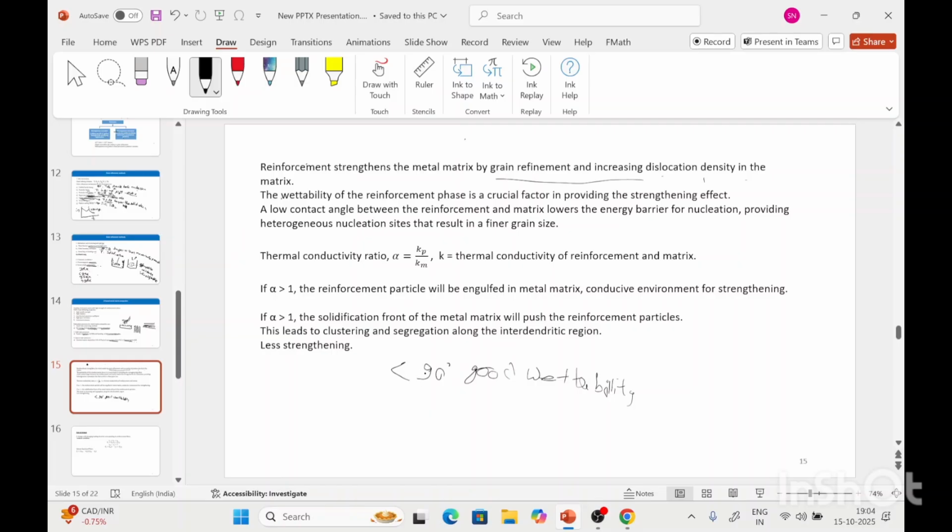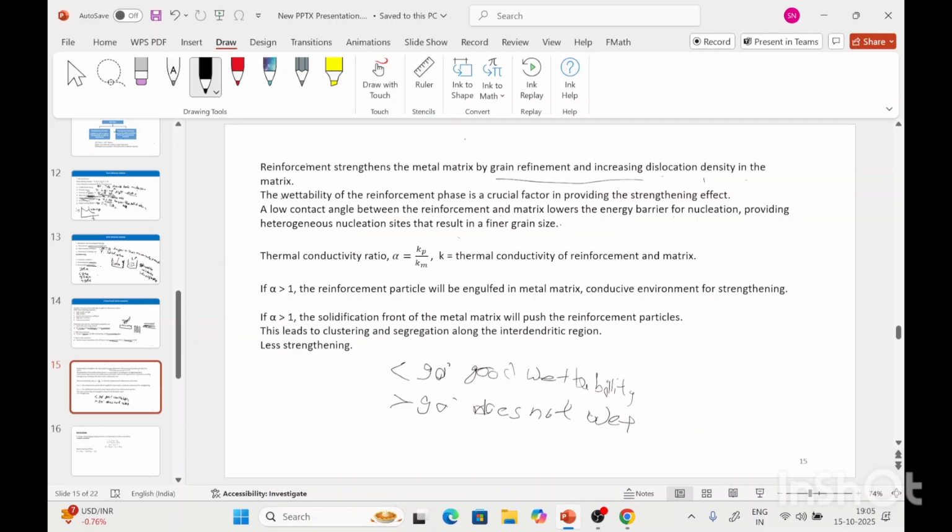And if we have a contact angle between metal matrix and reinforcement greater than 90 degrees, then it does not get wetted by the metal matrix. So a low contact angle between the reinforcement and matrix lowers the energy barrier for nucleation and provides heterogeneous nucleation sites that result in a finer grain size.